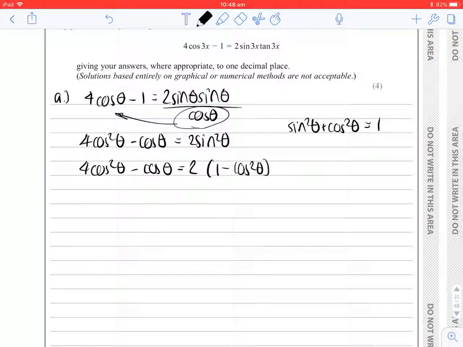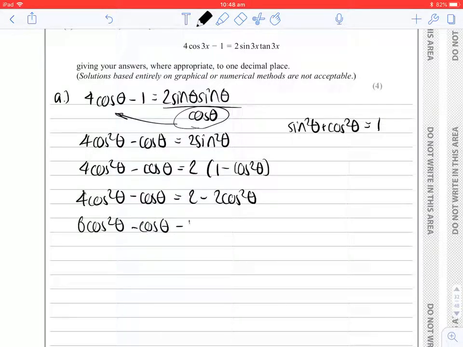Now, what we can do is expand those brackets. 4 cos squared theta minus cos theta equals 2 minus 2 cos squared theta, and then rearrange. We get 6 cos squared theta minus cos theta minus 2 equals 0. And then we've got our proof there.